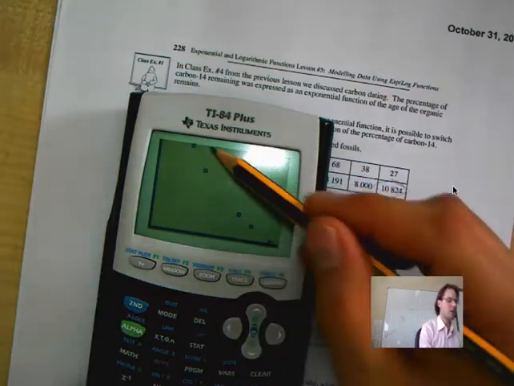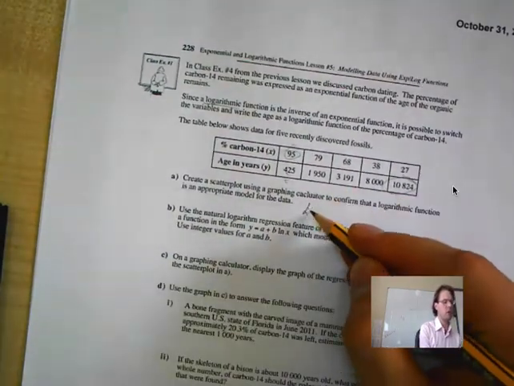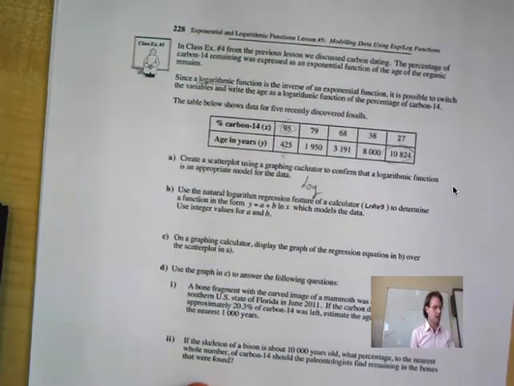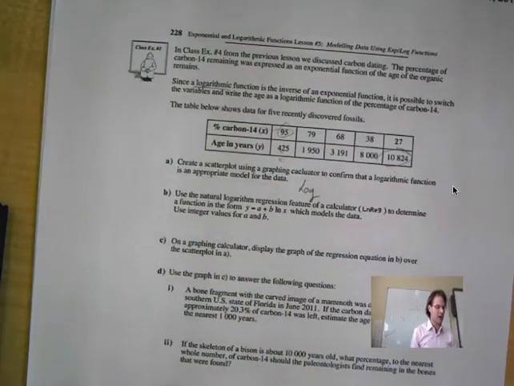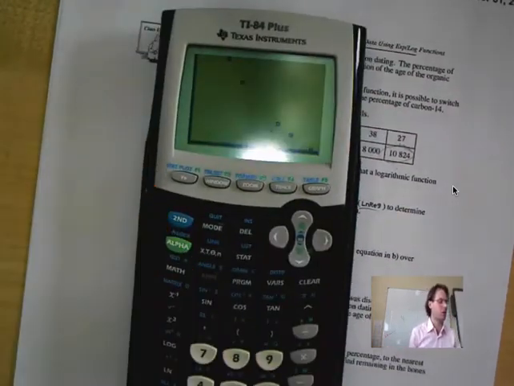Okay, so it looks like here it will eventually cross the x-axis. Therefore, this is a log graph. Now the next is, we're going to use the natural logarithm expression for this one. So that's the log regression. So we want a natural log regression.